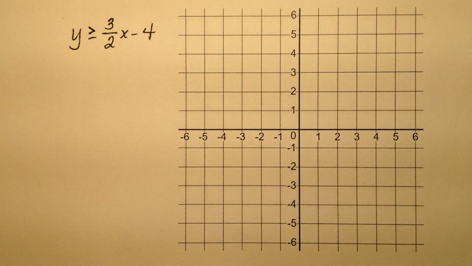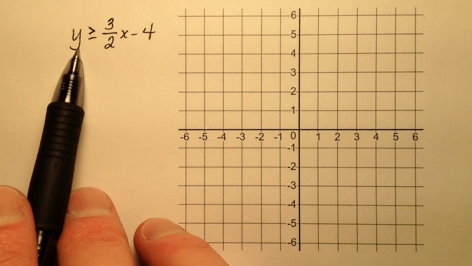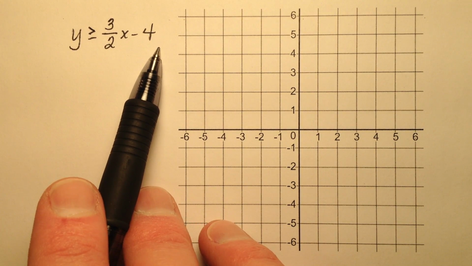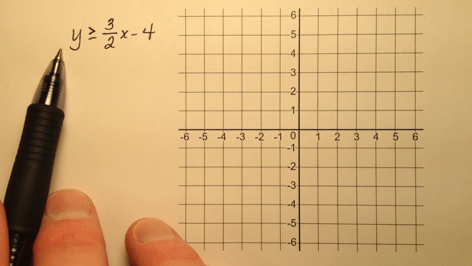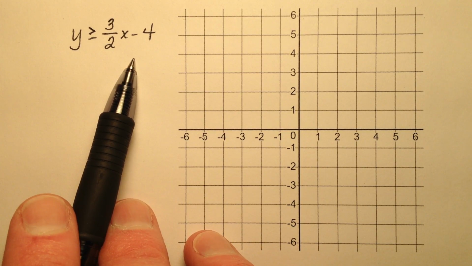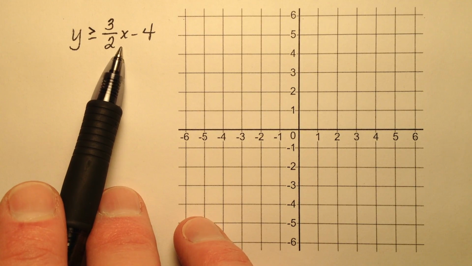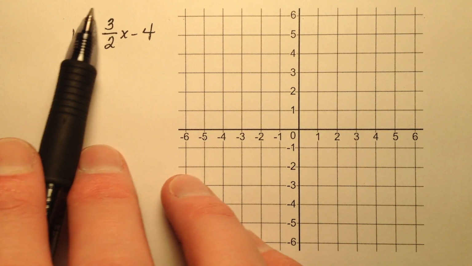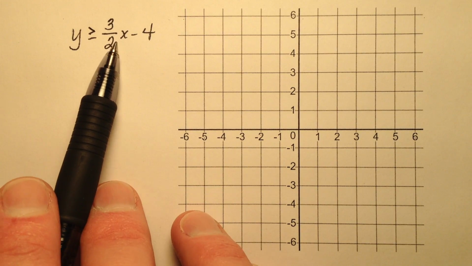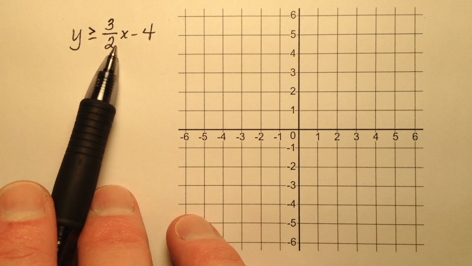In this example, we're going to graph the linear inequality y is greater than or equal to 3/2 x minus 4. So the first thing that I notice is that this linear inequality is written in slope-intercept form, and that's helpful because I need 4 pieces of information to graph this linear inequality. 2 of them are the slope and the y-intercept, which I have right here.